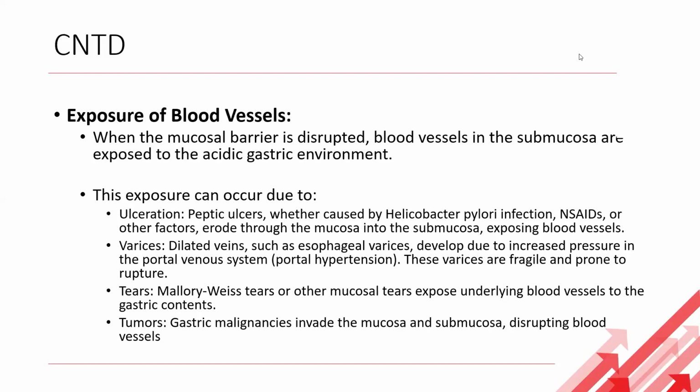Now, with all the etiologies that are happening, there's a common pathophysiological pathway that we all follow. Once the mucosal barrier is disrupted, the blood vessels in the submucosa become exposed to the acidic gastric environment. Remember, your upper GI tract is quite acidic. This is just the normal physiology of it. This exposure can occur due to various things. One, you can have ulcerations, which means things like peptic ulcer disease and H. pylori infections, which are number one causes.